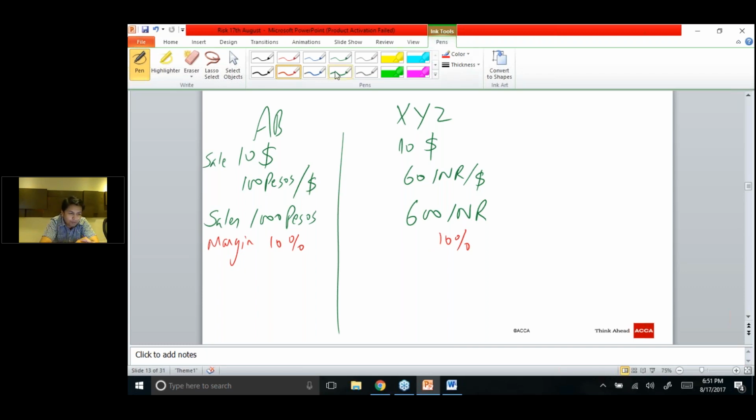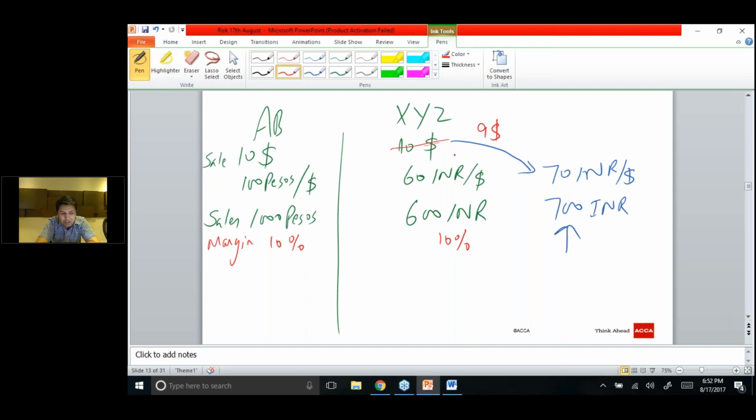Let's suppose the Indian currency gets depreciated to, let's suppose, 70 rupees per dollar. So that means Indian sales will rise to 700 Indian rupees and their margin will rise. What they do, let's suppose, in order to get a higher number of orders, they reduce the price to $9.